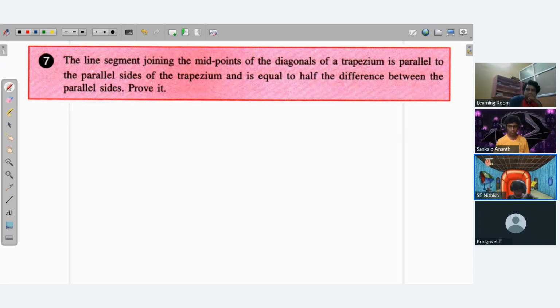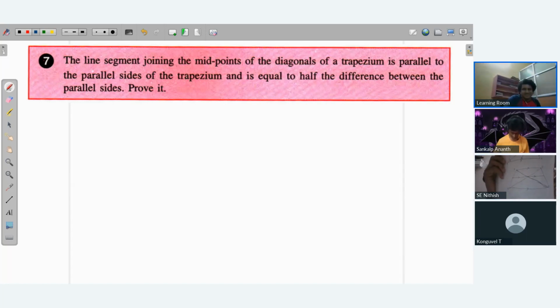So this is almost exactly like the last question, sir. Line segment joining the midpoints of diagonals of a trapezium. What do you mean by diagonals, sir? A trapezium is a quadrilateral, no? Every quadrilateral has two diagonals. Oh, like that. Okay. This is correct, sir. Not this, sorry. This one.